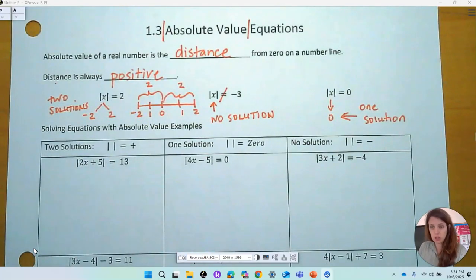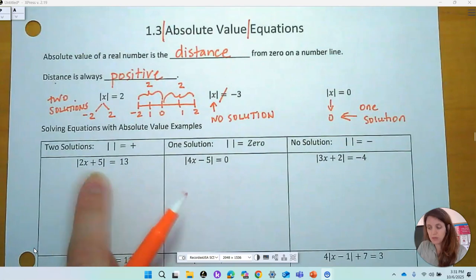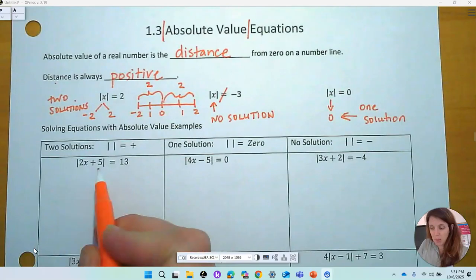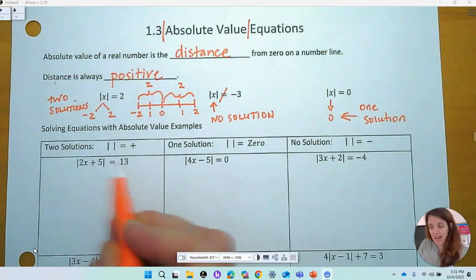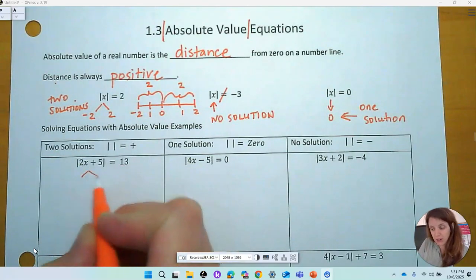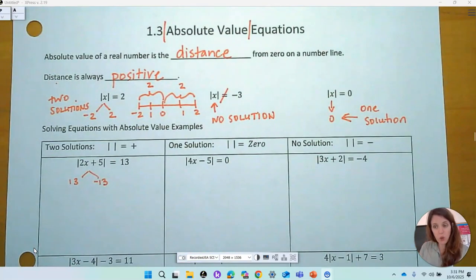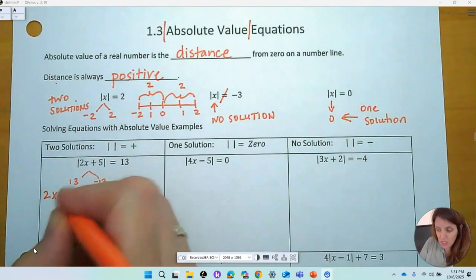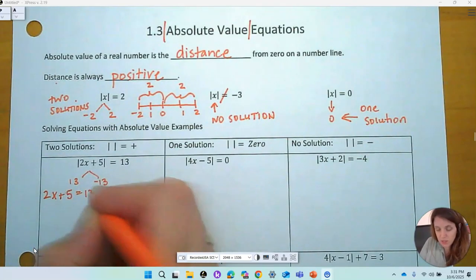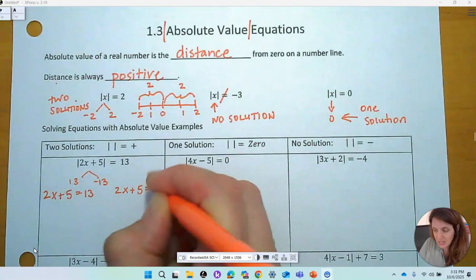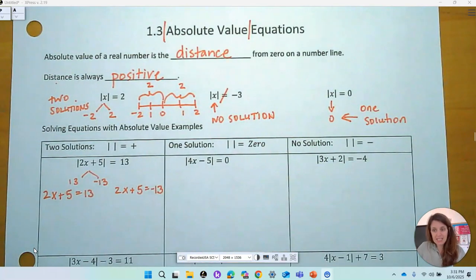Here's an example of a two-solution problem. What we're saying is the absolute value of this information is equal to 13. So if I set this up, I know that this information here has to be equal to +13, or it could also be a -13. So I'm going to set up two equations that say that. The first equation is going to say 2x plus 5 equals 13. The second equation is going to say 2x plus 5 equals -13. And this is going to help me find the two answers, which could be x.